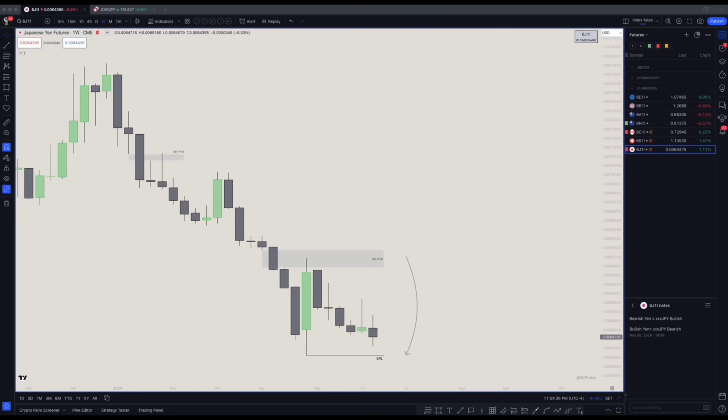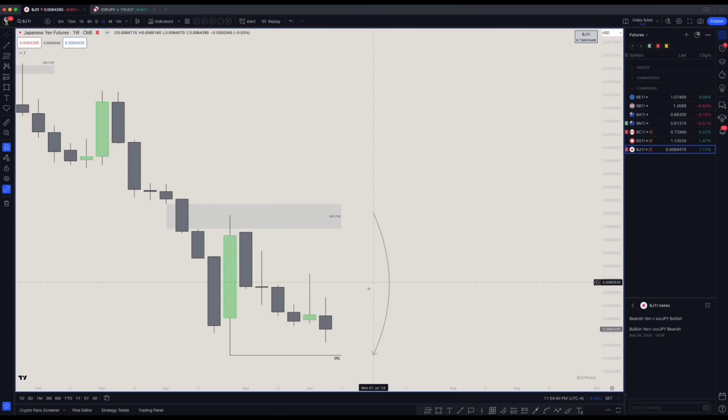For example, right here, we have a very weak Japanese yen, and we have clear weekly context to the downside. This is great because now we have a clear draw on liquidity and we are working with an extremely weak pair. So now what we want to do is pair this with a strong currency. So we want to go through this list, pair it with yen, giving us our cross pair, and we want to trade that expecting the highest probability long. Because remember, when we have a bearish yen, you can expect any XXX/JPY pair to be bullish.